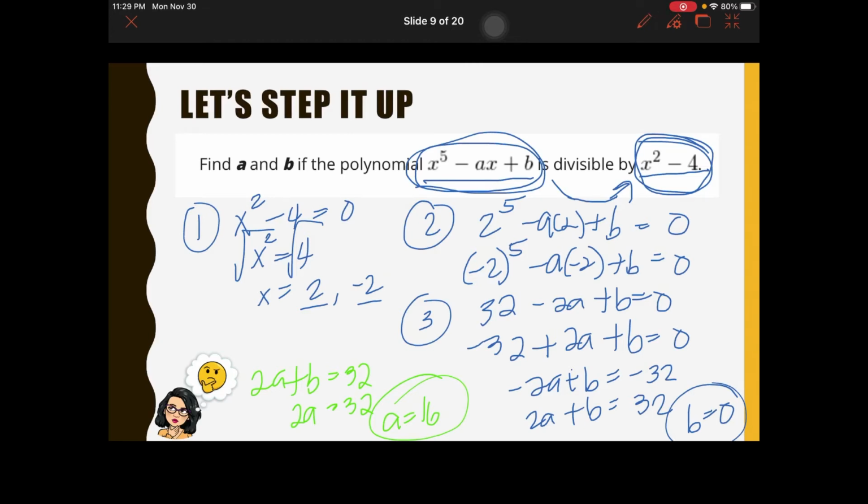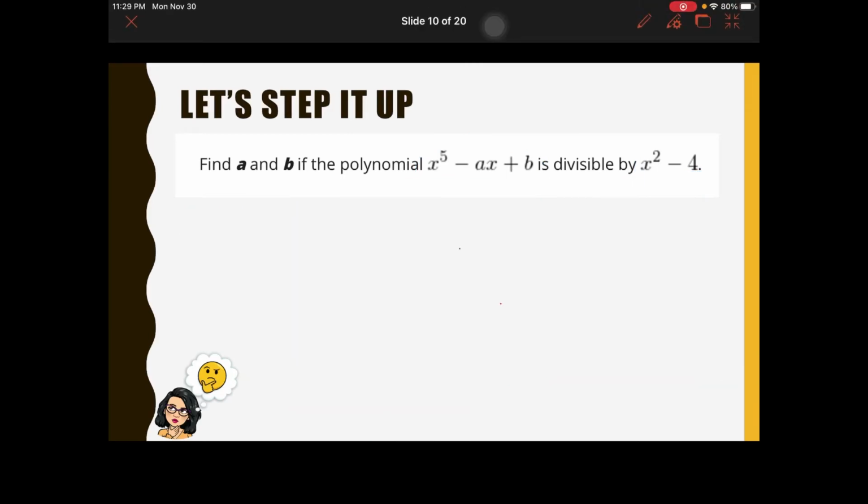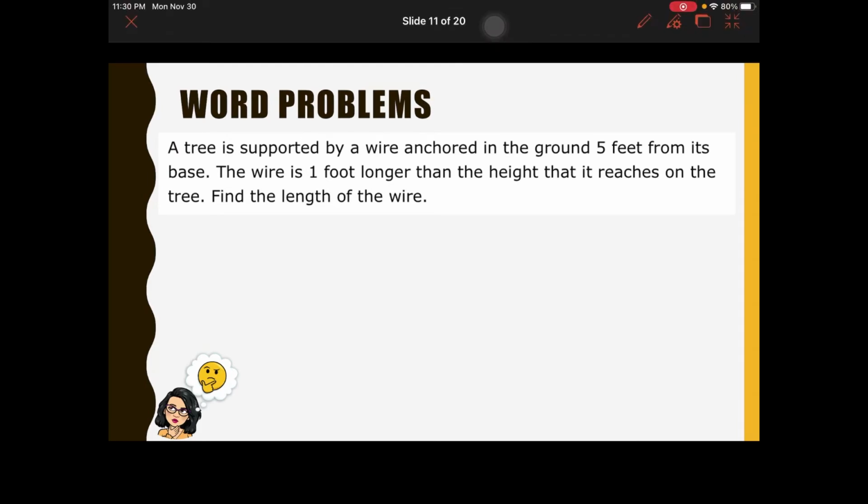Okay. So, now, dito na tayo sa ating meat of the lesson, which are word problems. So, I have here several examples ng mga word problems po. Simulan natin with example number 1. A tree is supported by a wire anchored in the ground 5 feet from its base. The wire is 1 foot longer than the height that it reaches on the tree. Find the length of the wire.